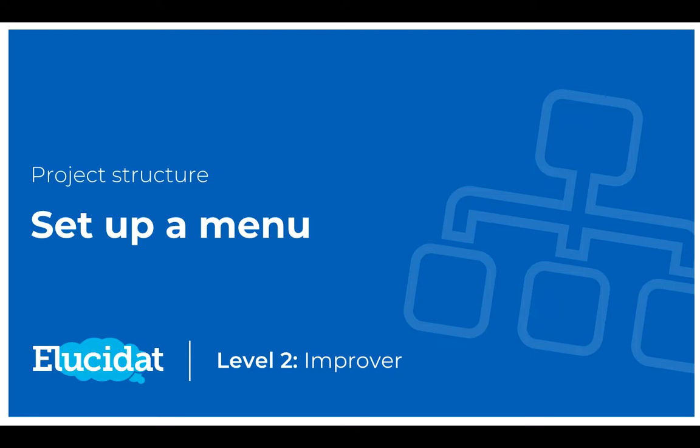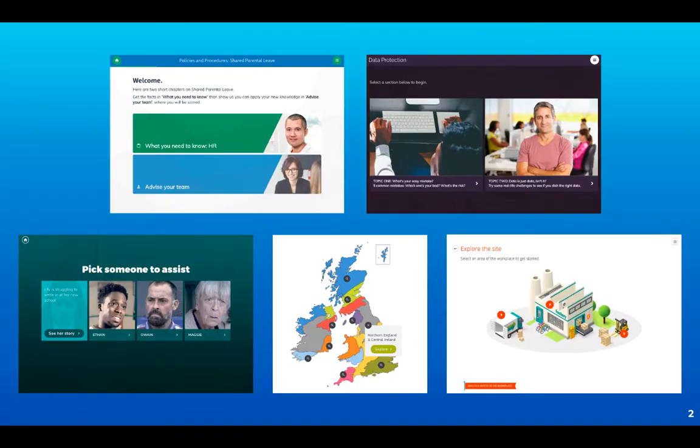In this video I'm going to show you how to set up a menu and use it to branch off to different topics in your project. Before we jump into Elucidat, I wanted to show you a few visual examples of what can be achieved with the out-of-the-box page types. These are all using the menu page types in Elucidat.